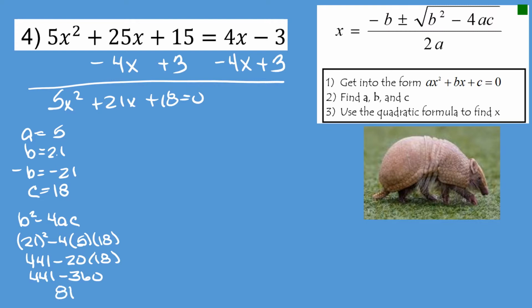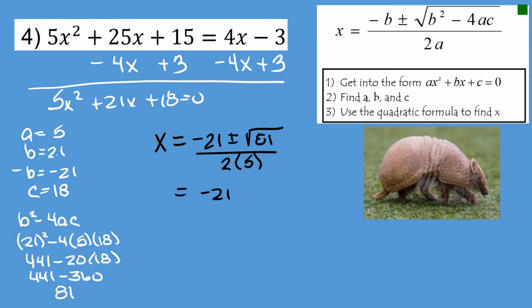So let's go. X equals negative B, which is negative 21, plus or minus the square root of the discriminant, which is 81, all over 2 times A, which is 5.